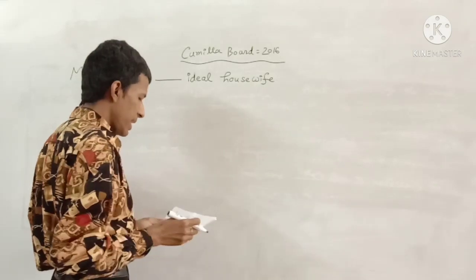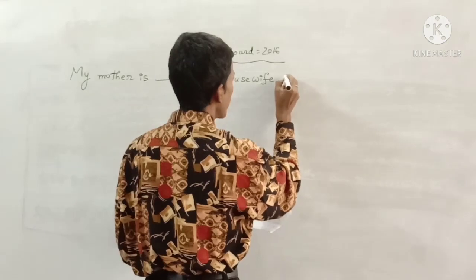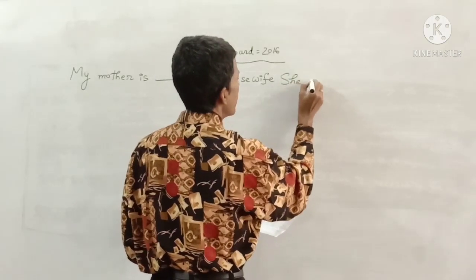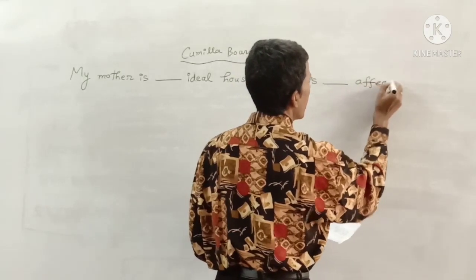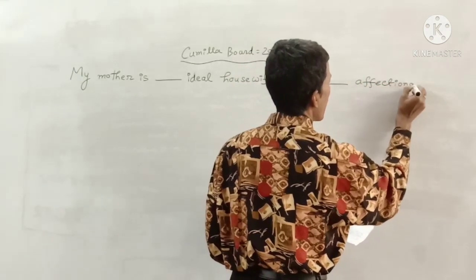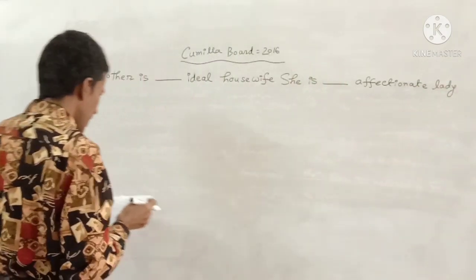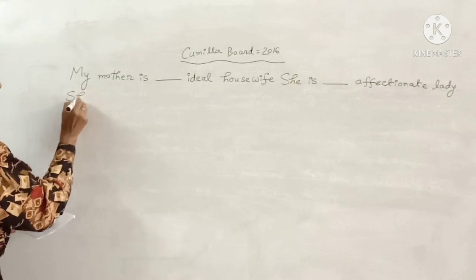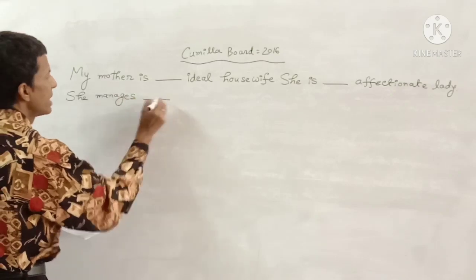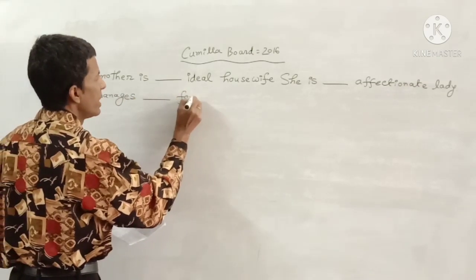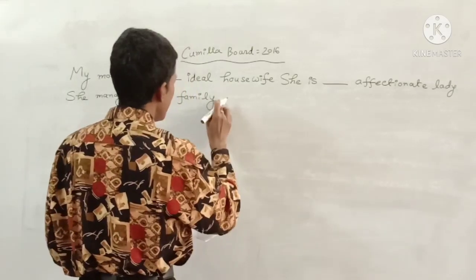After completing this sentence, I am going to write the second sentence. She is dash affectionate lady. She manages dash family nicely.